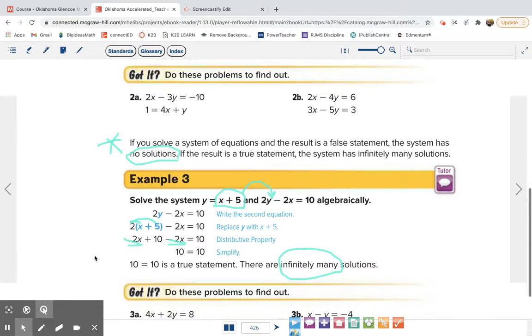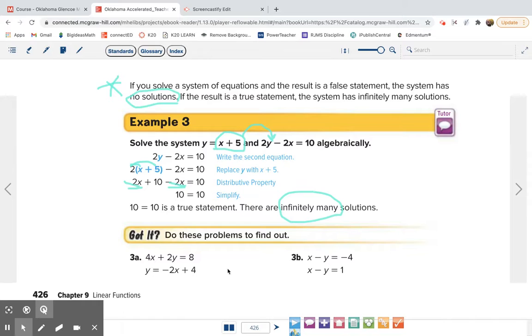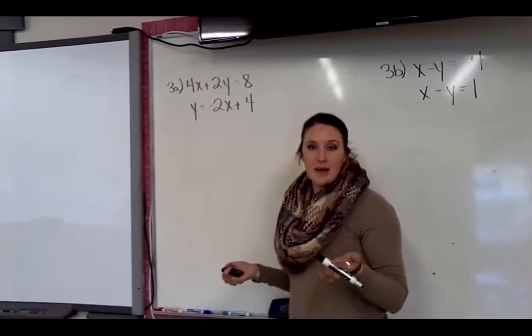Okay, so I want you to try both of these. Again, I know it takes a little long to work these out, but try both of these, and then I will go over it with you. Got a couple more problems doing the same thing.